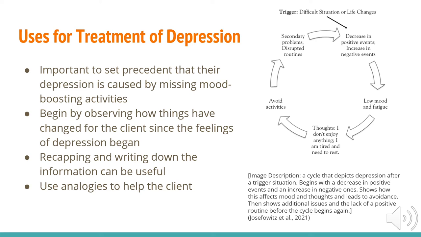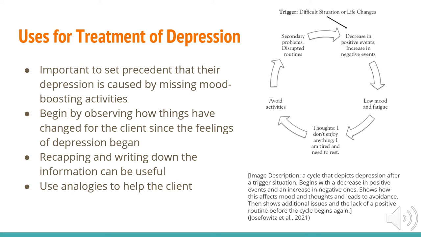Especially look for activities that would improve mood being avoided or lost in their routine. Observe coping methods or avoidance when you do this. You can ask, what life changes occurred prior to your depression? Or how did these changes affect your daily life activities in relation to an increase or decrease in pleasurable activities? Utilizing a recap that has been written down can be helpful to track any changes. Analogies can also be used to help the client understand the role the lack of activities that will improve their mood has on their depression.